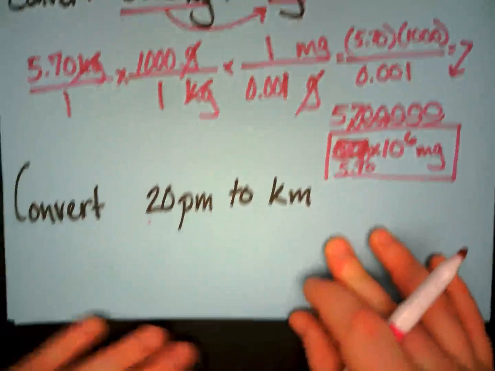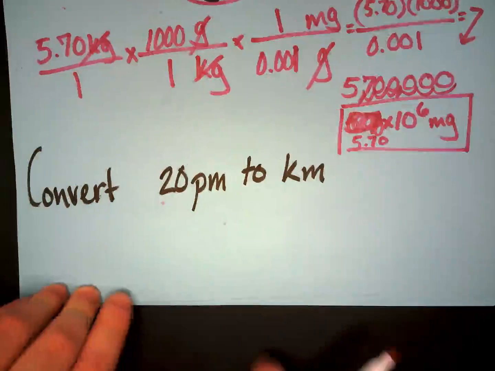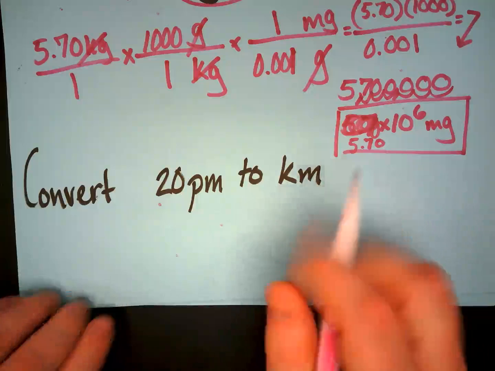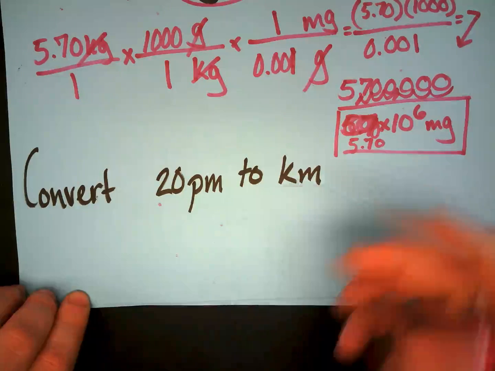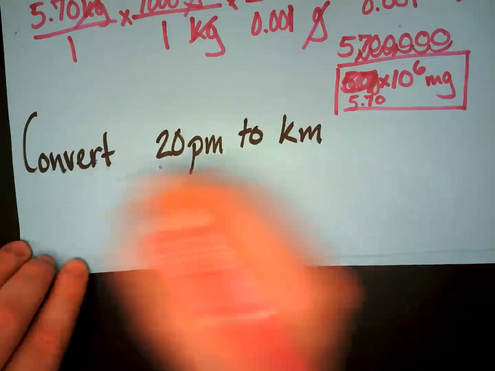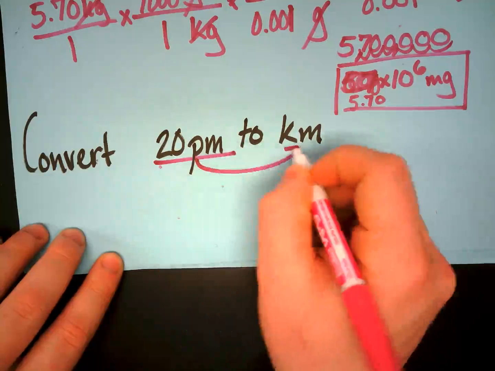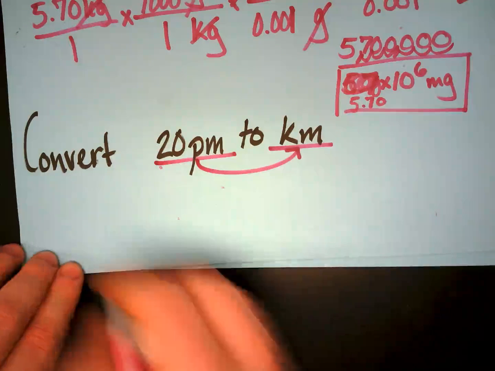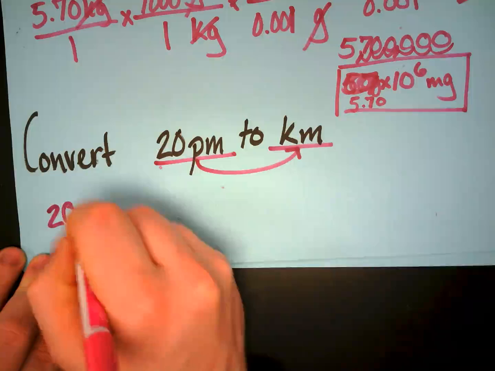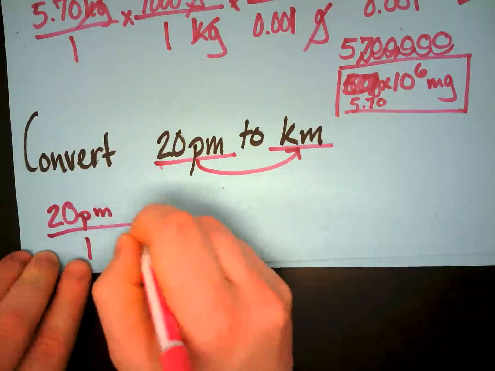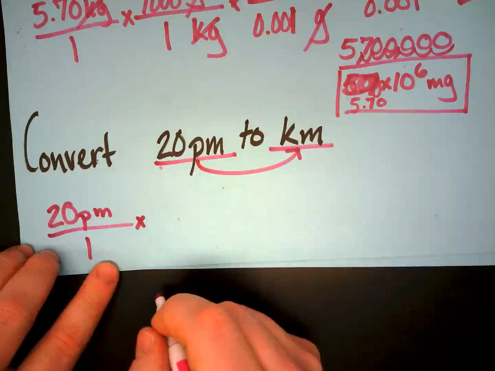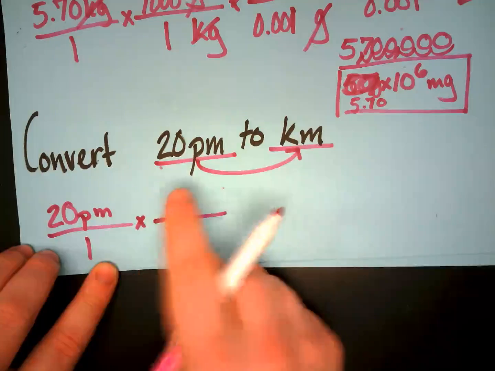Okay. And then finally, we're going to convert 20 picometers into kilometers. A ridiculous thing, but we're going to do it anyway. So again, we're starting here. We're going to end here. Okay. So write down our given unit, or given material, I should say, or given value. So 20 picometers.